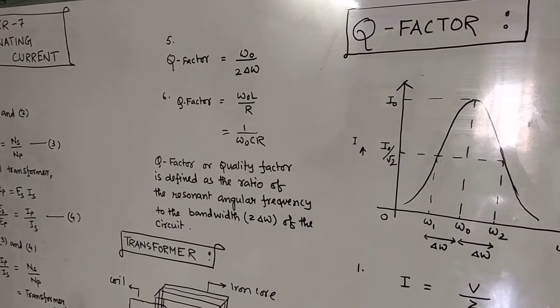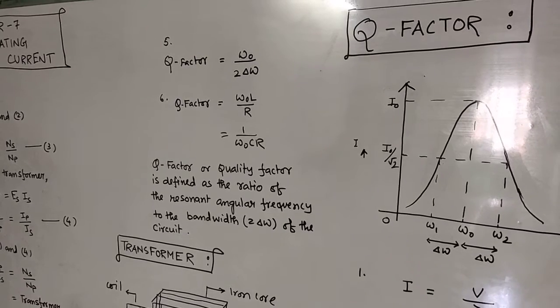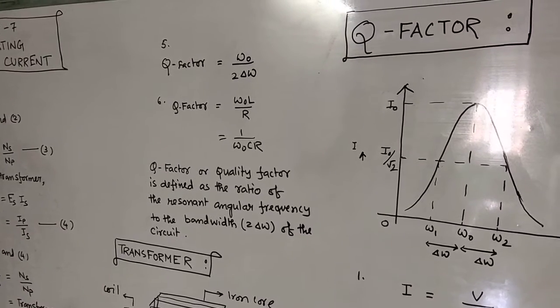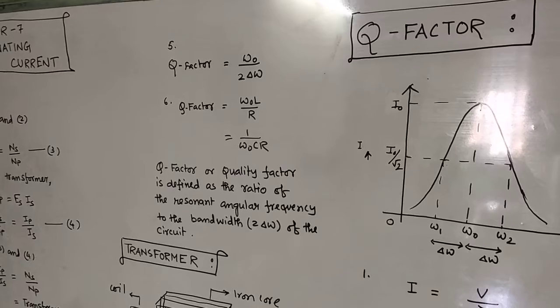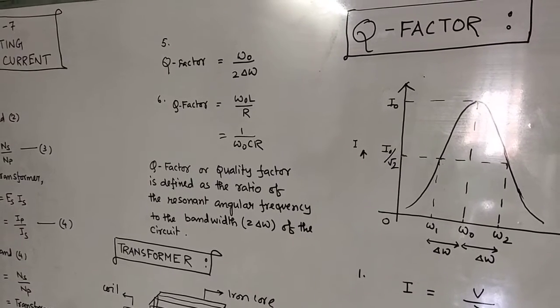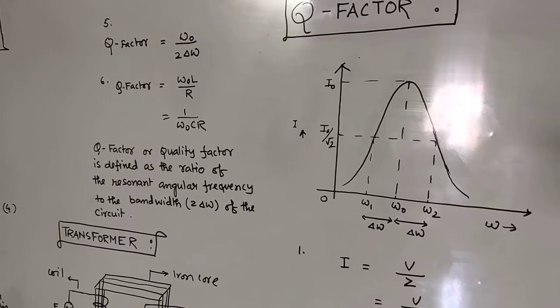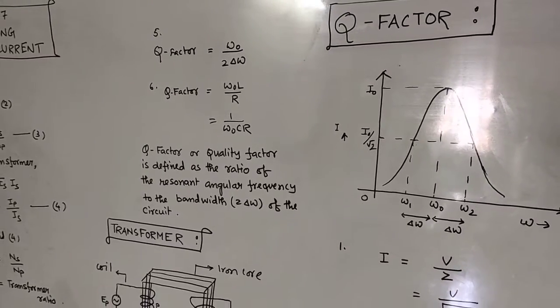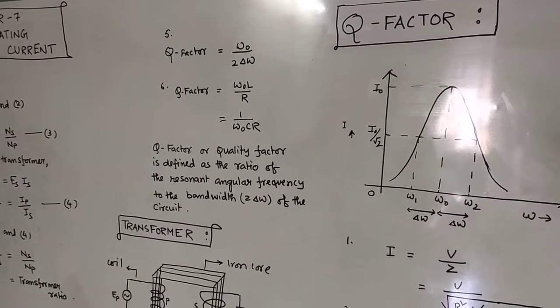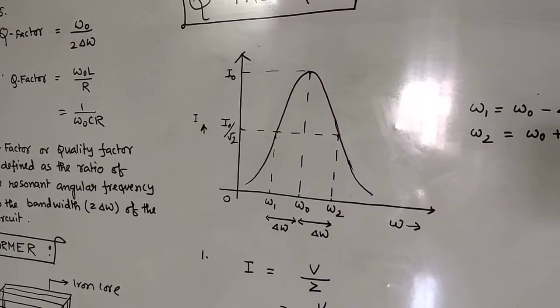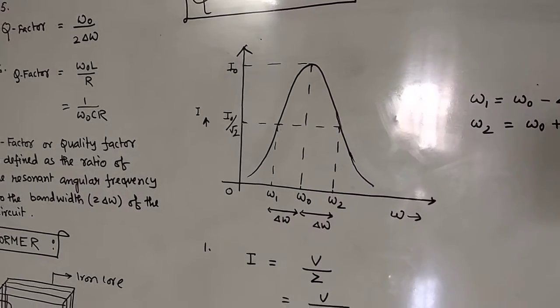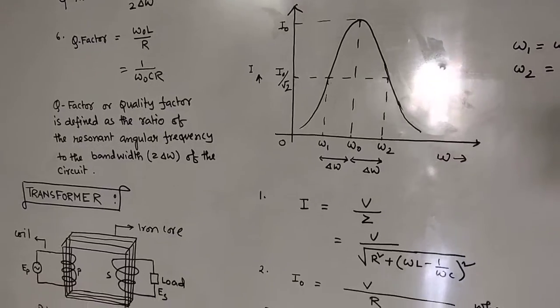So Q factor or quality factor is defined as the ratio of the resonant angular frequency, that is ω0, to the bandwidth, that is 2Δω, of the circuit. So Q factor will be high if 2Δω is less, and 2Δω will be less if there is a sharp fall of the rise.